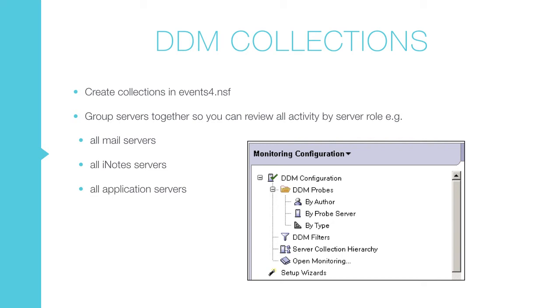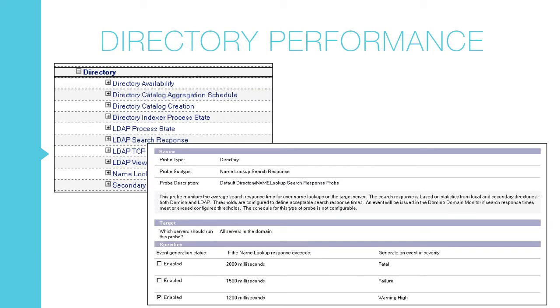routing problems. So these are examples of some probes, and this is purely directory probes because I wanted to show you the kind of things that are pre-set up. So we have things like directory availability, directory catalog creation, LDAP process state. So there are probes here that will monitor, for example, if LDAP is even running, but there are processes that will monitor. This one is called name lookup search response, and I use this quite a lot.